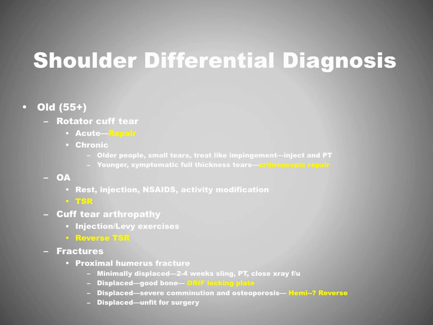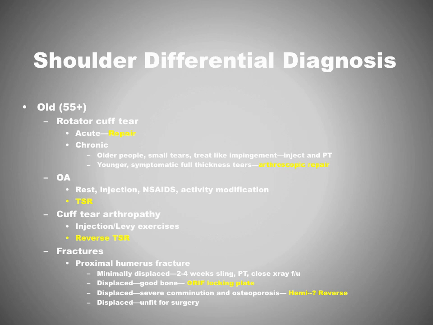And then fractures of the proximal humerus in the elderly, I think, fall into four groups. Minimally displaced, we all know what to do with them. Put them in a sling 2 to 4 weeks. Once they start making a little callus, gentle physical therapy, close x-ray follow-up to make sure you're not going too fast. If the fracture is displaced with good bone, not too bad of comminution, that's an open reduction internal fixation with the locking plate.